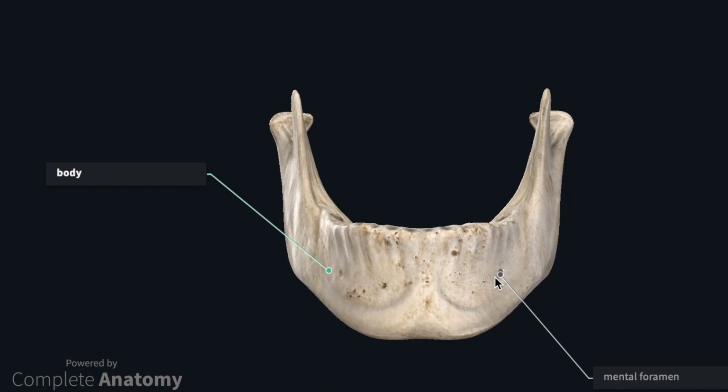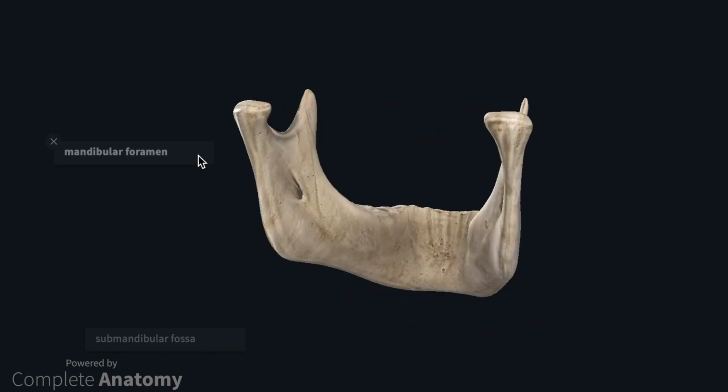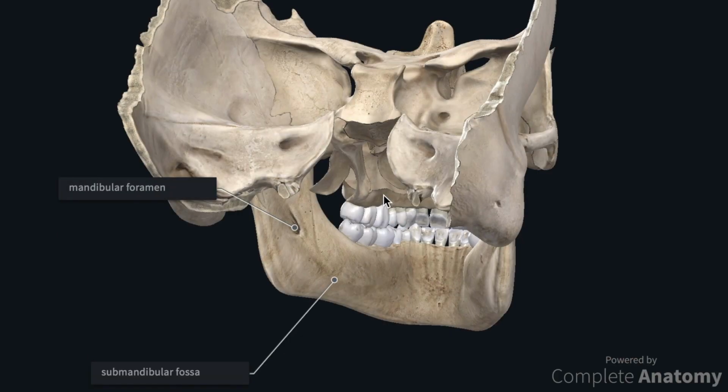The mental nerves exit here and provide sensory innervation to the chin and some of the mandibular teeth. The mental nerves are branches of the inferior alveolar nerve, and consequently the mandibular division of the trigeminal nerve. The mandibular foramina and submandibular fossa are located on the internal aspect of the mandible. The submandibular gland is pushed up against the fossa, whereas the inferior alveolar nerve enters into the mandibular canal here via the mandibular foramen.